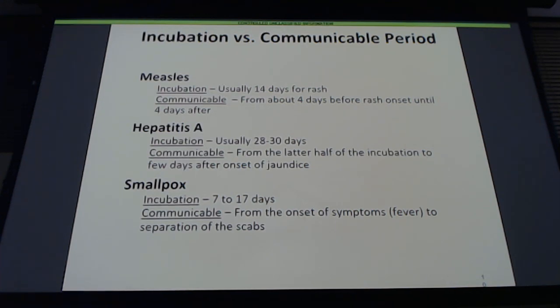And then smallpox, incubation period 7 to 17 days. Typically it's 10 to 14 days on average. Here it's got from onset of symptoms, fever. When you hit that fever, you're also getting those blisters and that rash at the same time. So fever, rash at the same time here, all the way up to the separation of those scabs. Because remember, those scabs still may contain some of the smallpox virus in it. So that communicable time period is rather long, because you have to wait till all of them fall off.